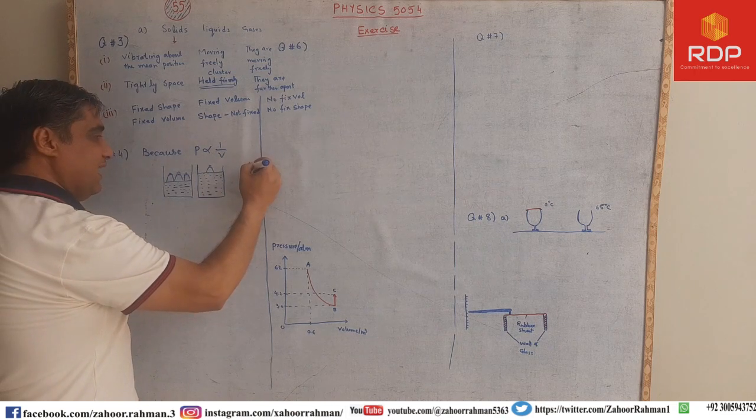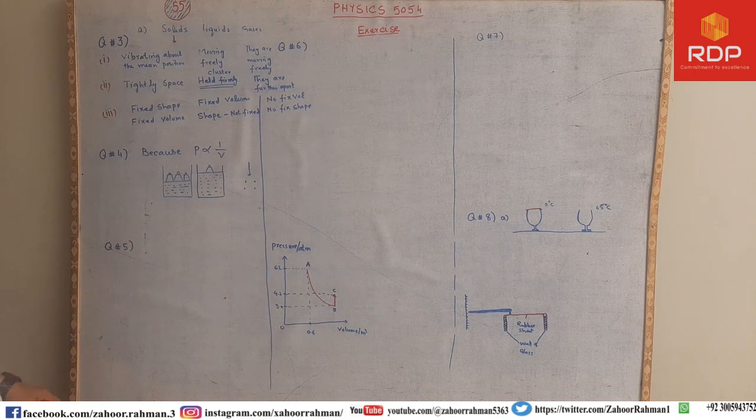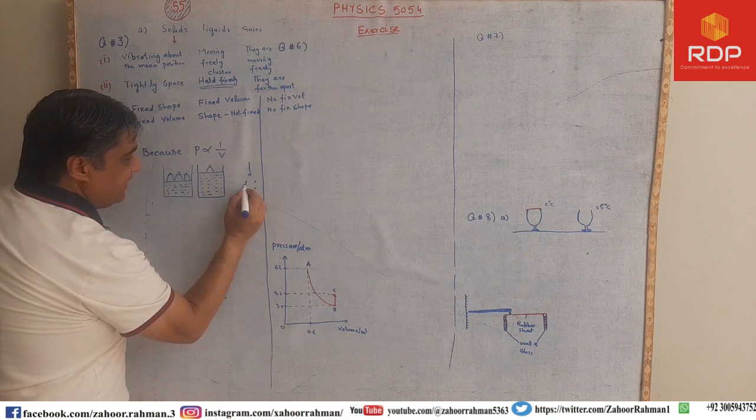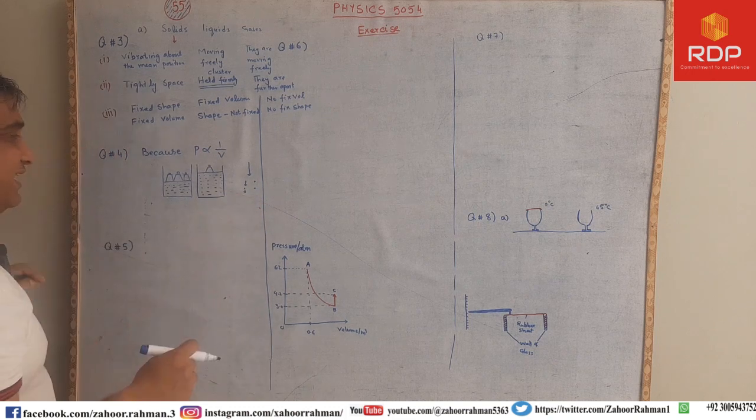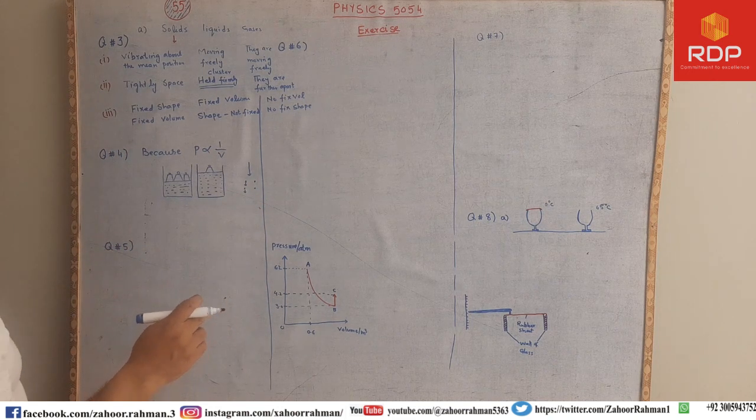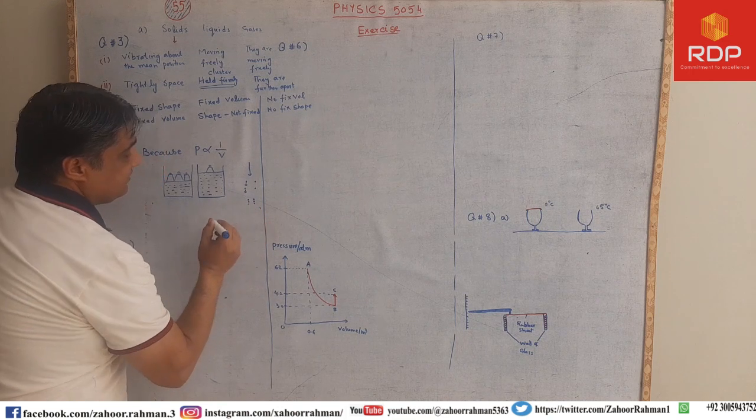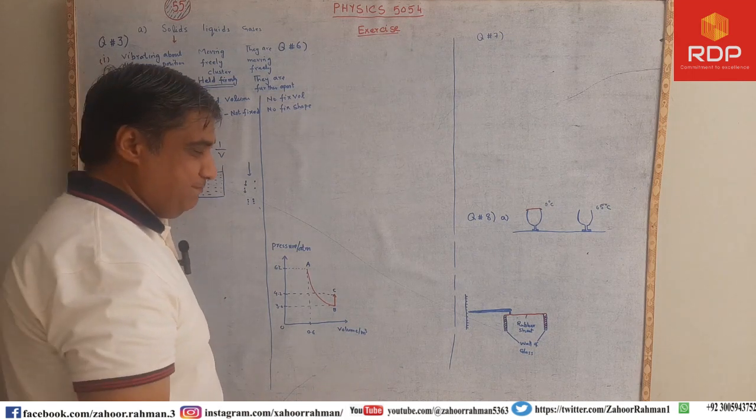So when we are applying force externally by putting a weight on it, it means that they will get energy from outside, the force which we are applying, and they will be closely packed. So it means that the pressure will increase.